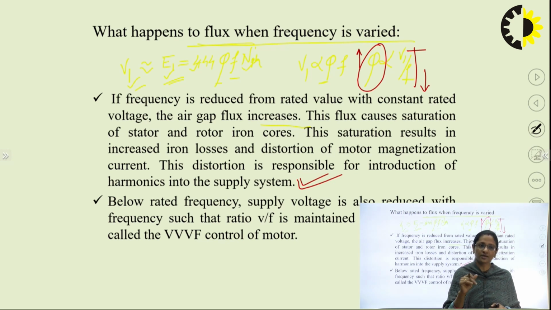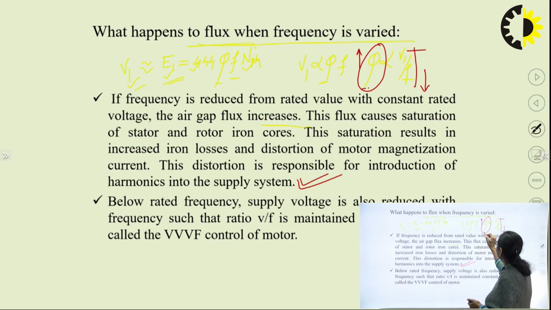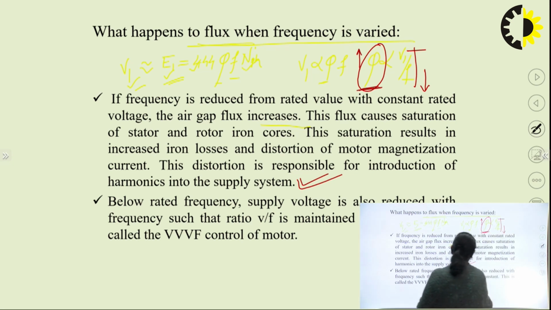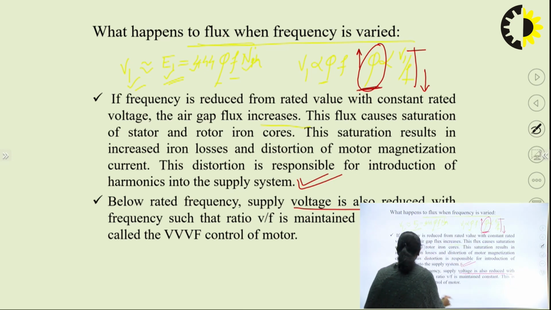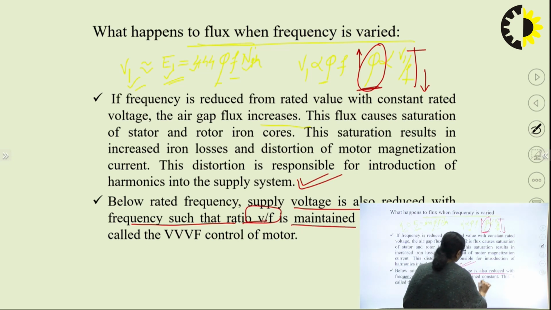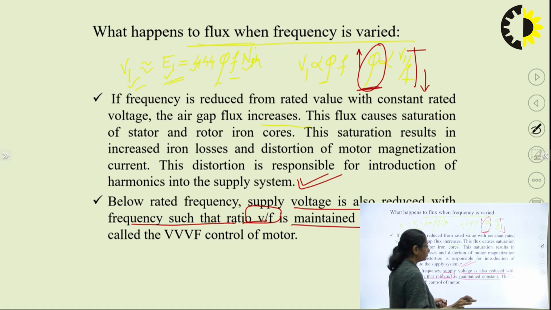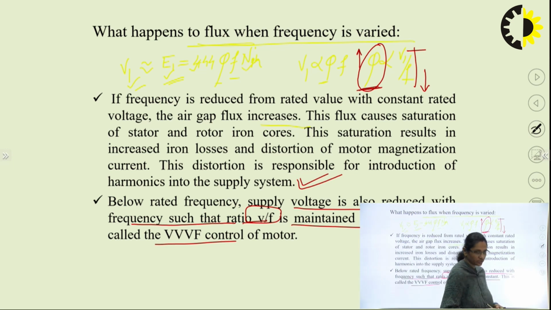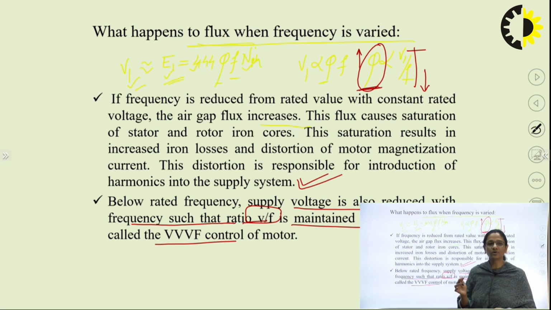A constant V by F ratio results in a constant air gap flux of the machine, right? Now, below rated frequency, supply voltage is also reduced, what I just told you, with frequency such that the ratio V by F is maintained constant throughout the operation of the machine. This is called the triple VF control of the motor. Triple V stands for variable voltage, variable frequency, right? So, from variable frequency control, we moved to variable voltage, variable frequency control.